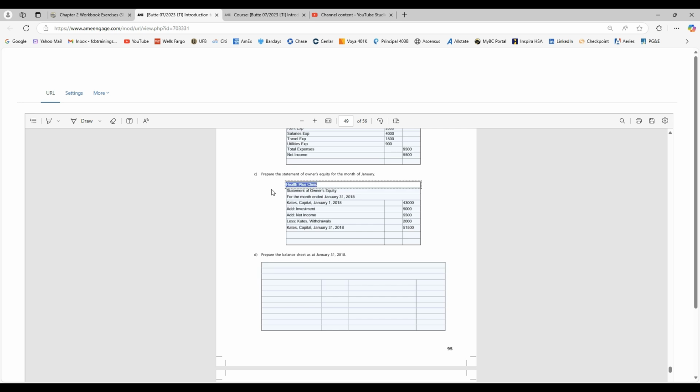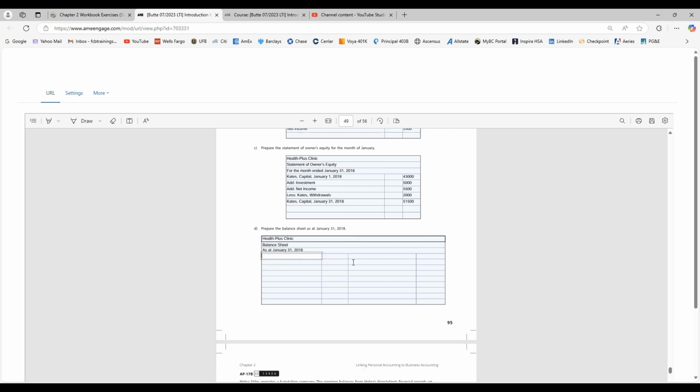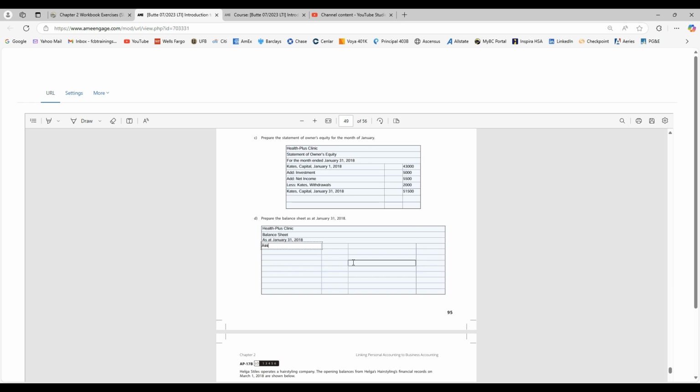Okay, finally, let's prepare the balance sheet. So we've got, again, the name. This will be our balance sheet. And now this one will be as at January 31st, 2018. So it's at that point in time. It's not over the full month like we put for the other two reports, but specifically at a point in time. The very end, ending point of January. So we just want to put all our assets, liabilities, and equity accounts here.